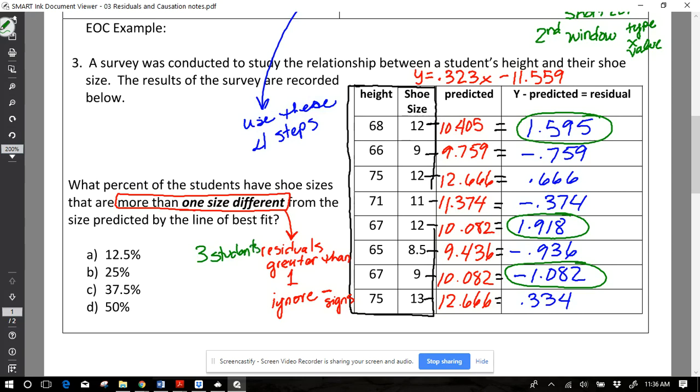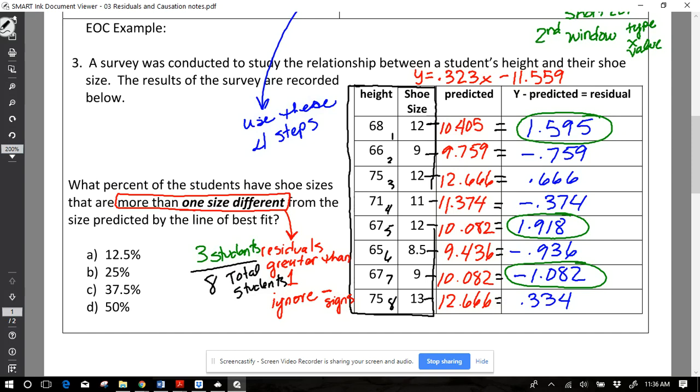They want a percent. So in order to get a percent, we need to divide this 3 students by the total number of students, which is 1, 2, 3, 4, 5, 6, 7. There are 8 students in all.